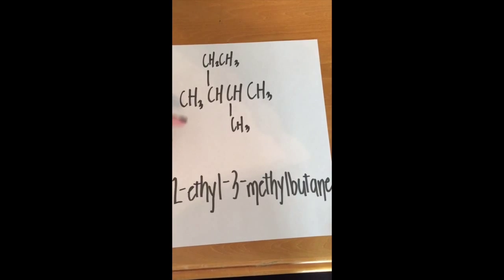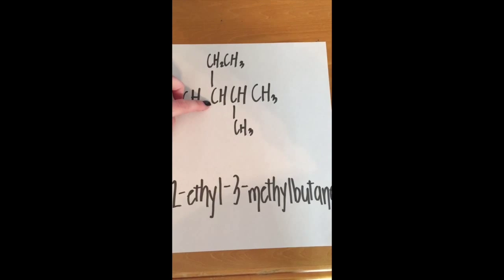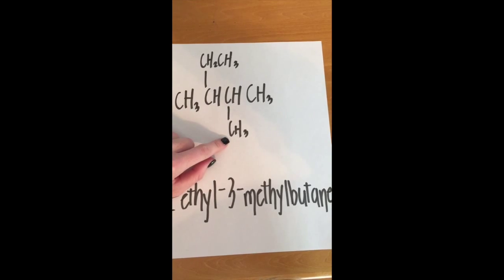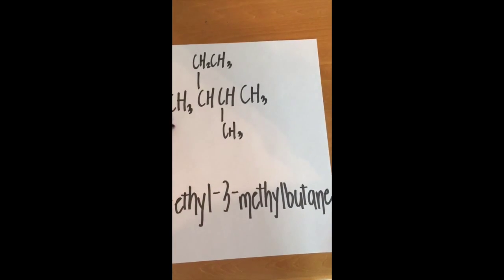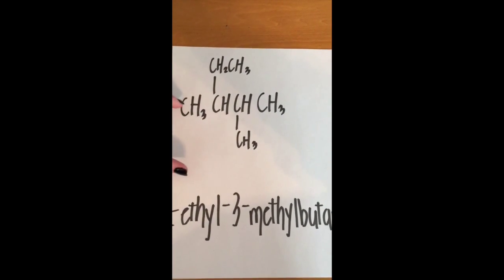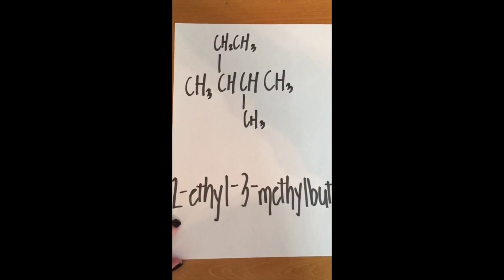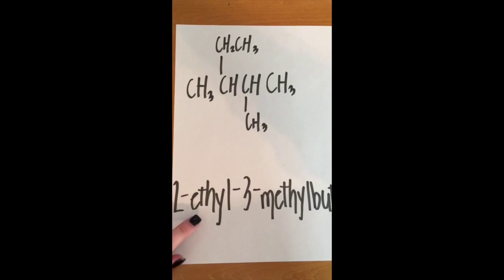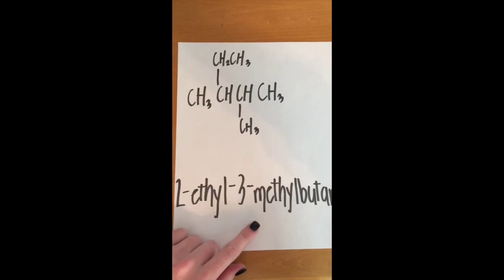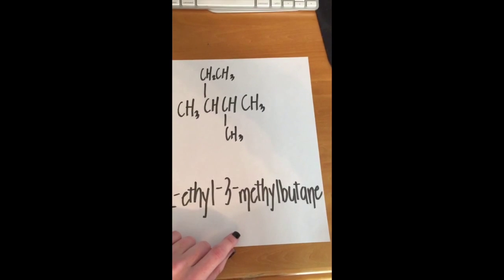So when naming this molecule, you're going to get 2-ethyl, because the alkyl group is off of the second carbon, 3-methyl, the third carbon with a methyl alkyl group, butane, because we have 4 carbons in the chain, 1, 2, 3, 4. You're always going to put dashes between the numbers and letters, and you're always going to put them in alphabetical order, which is E before M. So you're going to get 2-ethyl-3-methylbutane.